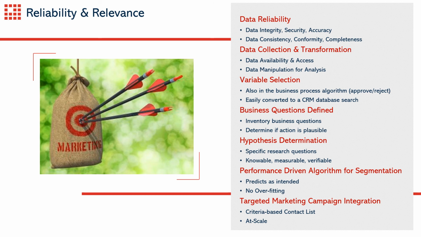Also, for marketing purposes, the variables should map to criteria available in a CRM database search. Clearly defined business questions and objectives guide the entire process, and their importance cannot be understated. Also, business questions need to be plausibly solutioned, meaning resources are available and budgeted to implement a planned campaign. Next, rigorous testing of research questions leads to knowable, measurable, and verifiable results. Depending on the business need, a predictive algorithm leads to a scalable solution.